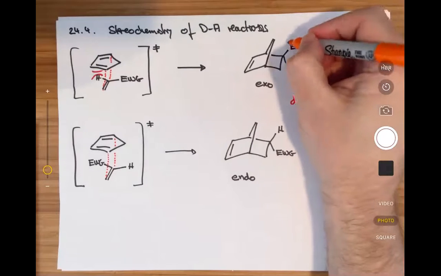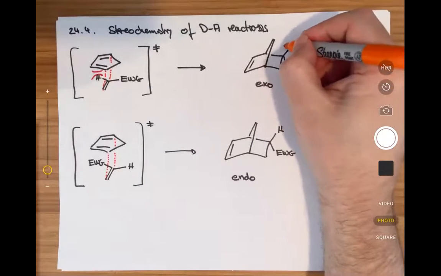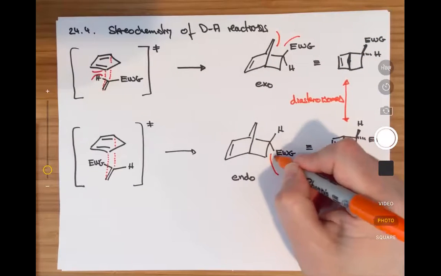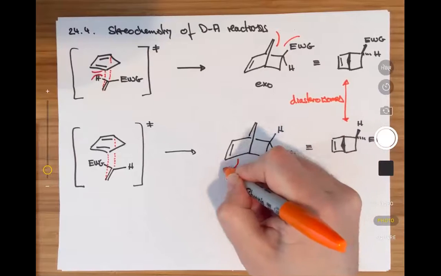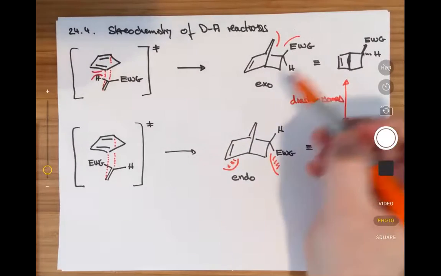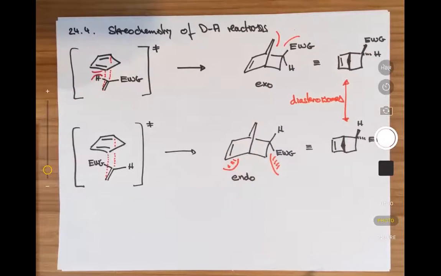So the interaction between this electron withdrawing group and this methylene bridge is less than the interaction of this electron withdrawing group and this large olefinic bridge over here. So you could say, well, maybe this exo product is thermodynamically favored. It turns out, however, that if you run this reaction under kinetic control, you usually favor the formation of the endo product. And this is something that we're going to have a closer look at now, where this selectivity comes from.